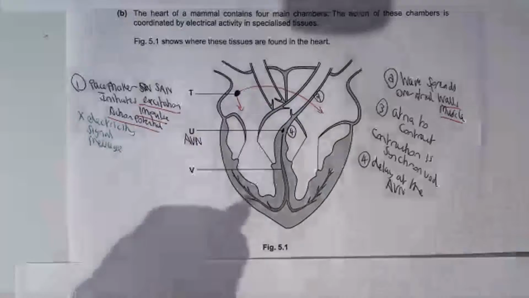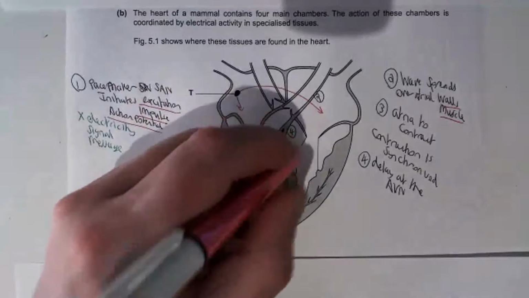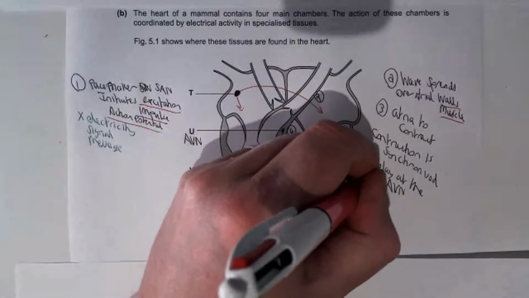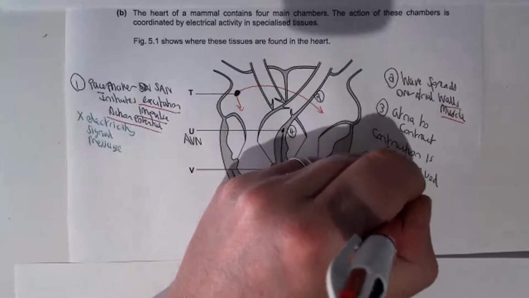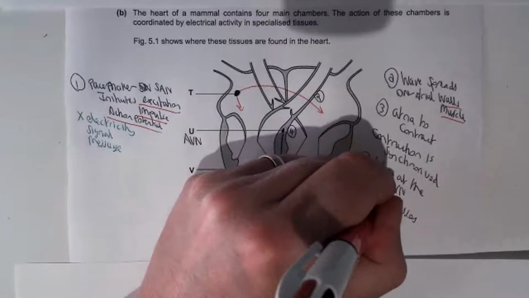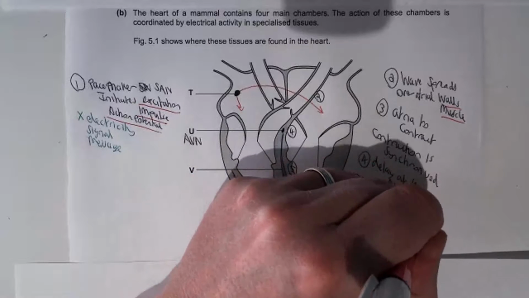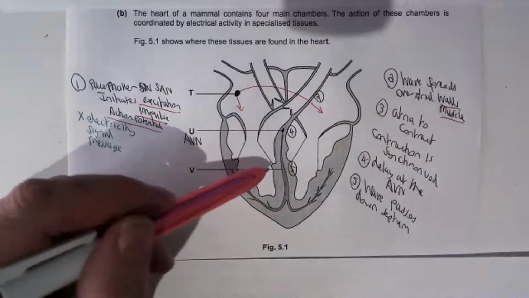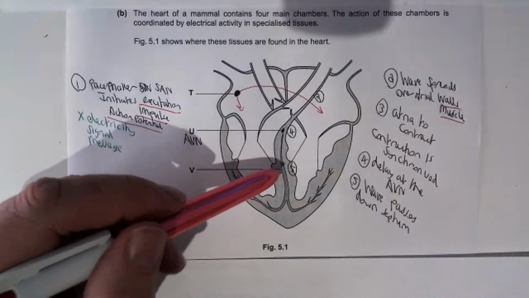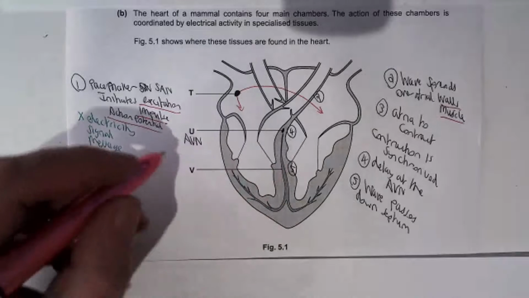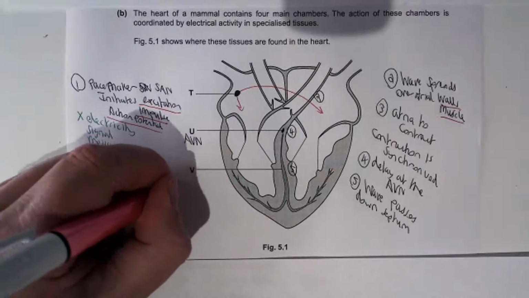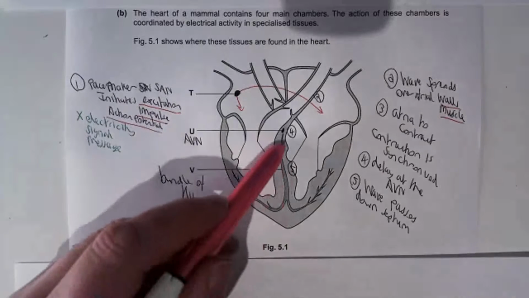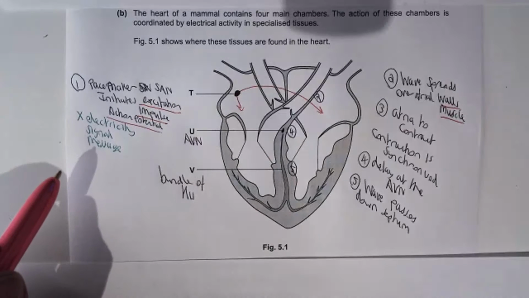That wave of excitation, the action potential, then passes down the septum. So the septum is the part that separates the left and right ventricle sides of the heart. And it travels down part V, which is the bundle of His. So that's the nerve carrying the electrical impulse to the apex of the heart.